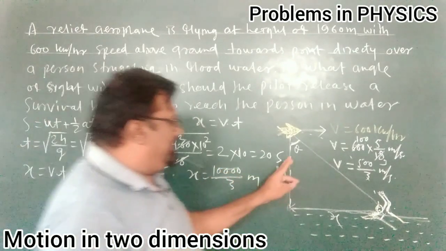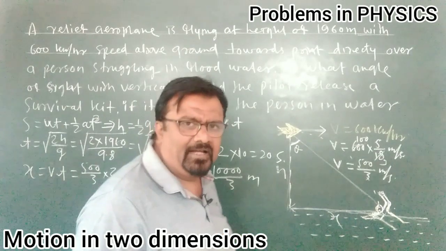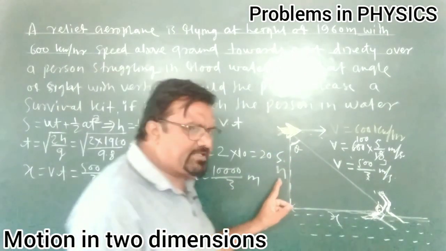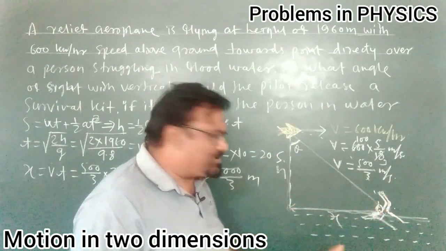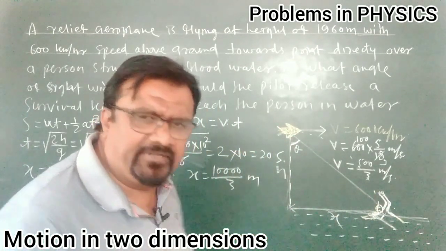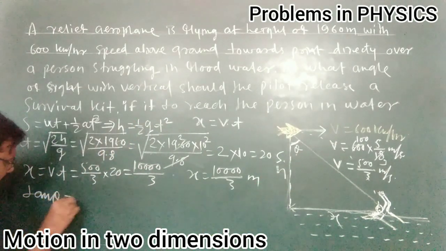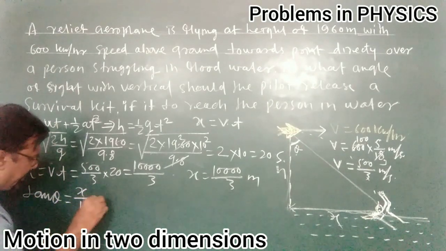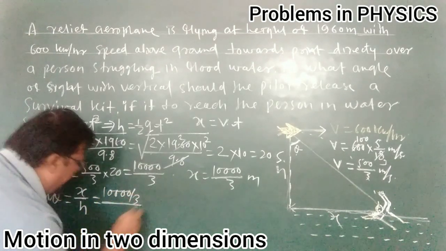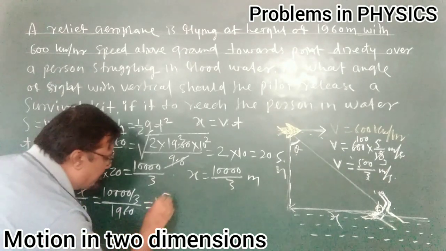Now you know that if the angle at which that survival kit is released to the vertical is theta, this is the combination of the vertical and the horizontal motion. In the vertical direction it has to travel the distance h, and in the horizontal direction it has to travel the distance x, so that it can reach directly to that person who is trying to survive in that flood. And therefore by using trigonometry we can write tan theta is equal to opposite x upon adjacent h. Now opposite x is 10,000 divided by 3, upon h, which is 1960, and if you calculate all this you will get the answer root 3.